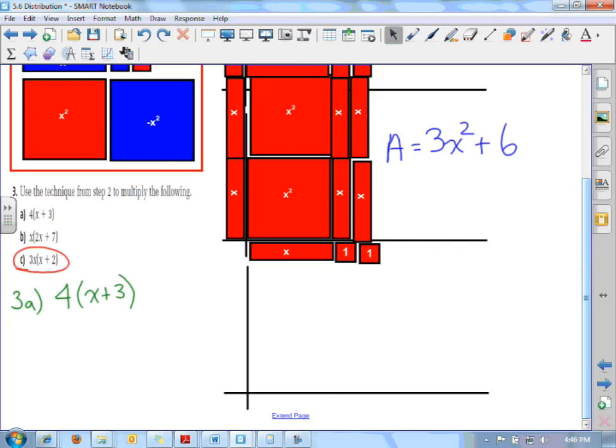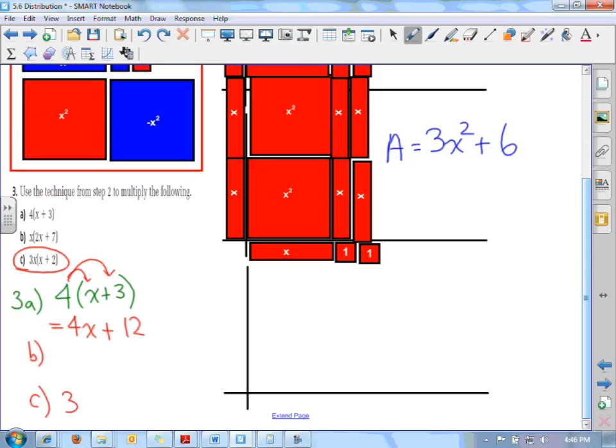So 3A is 4 times x plus 3. Well, how do we use distribution to expand that expression? Well, we get 4 times x, which is 4x, plus 4 times 3, which is 12.